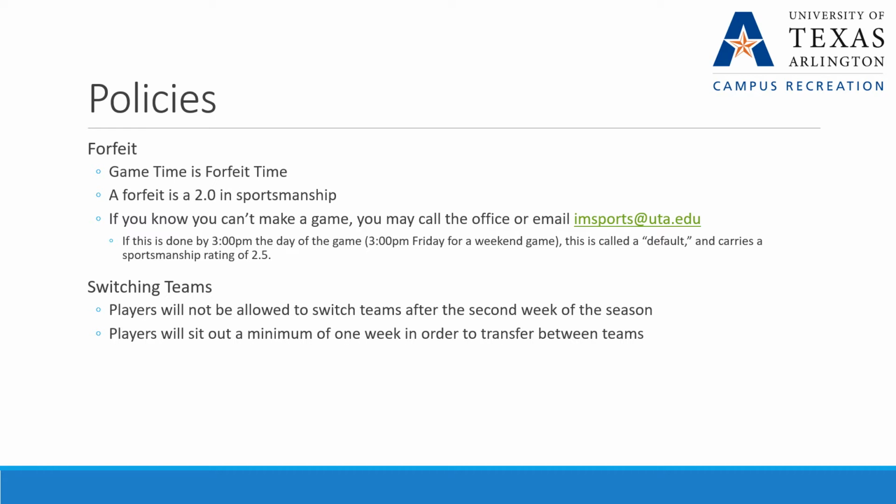If you know that your team can't make a game, you may call the intramural sports office or email iamsports@uta.edu. If this is done by 3 p.m. on the day of the game, or 3 p.m. Friday for a game on the weekend, this is called a default and will carry a sportsmanship rating of 2.5. Players are not allowed to switch teams after the second week of the season, and if they do before the second week, they will have to sit out a minimum of 1 week in order to transfer between teams.